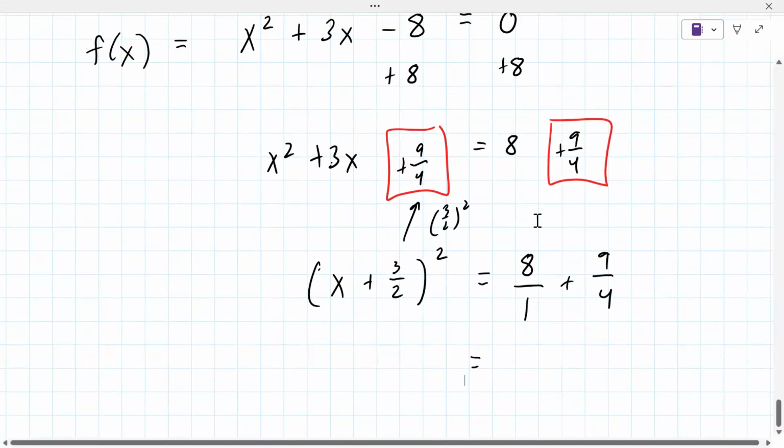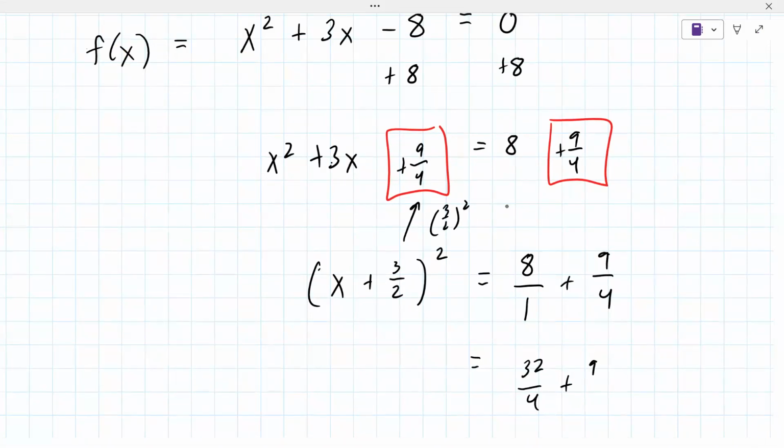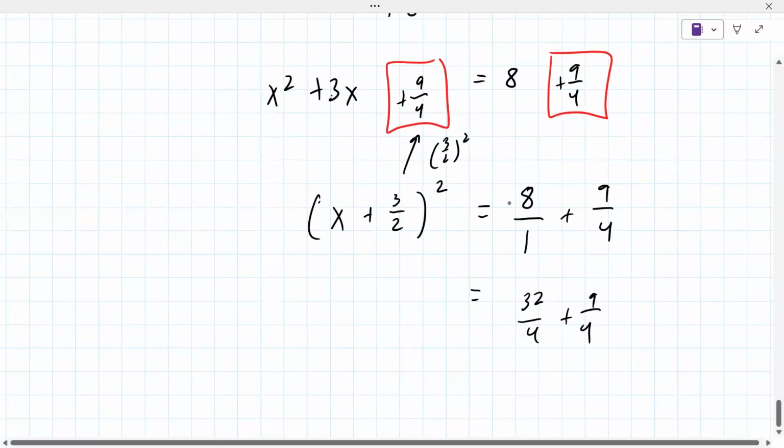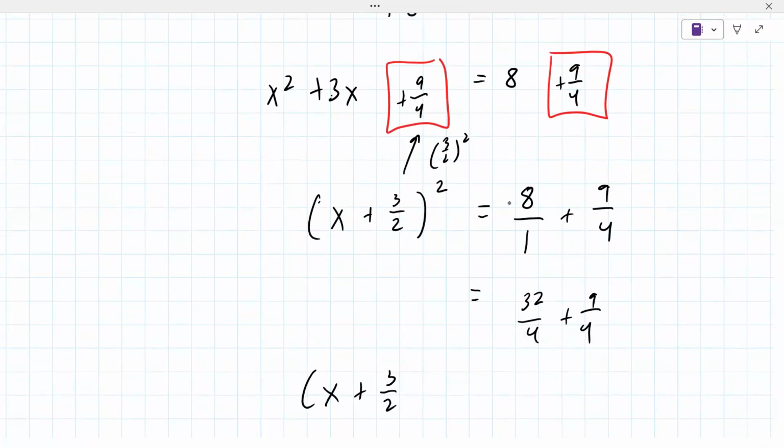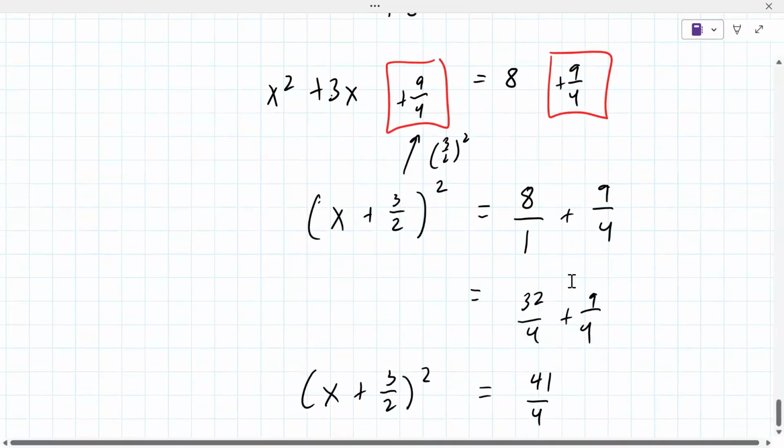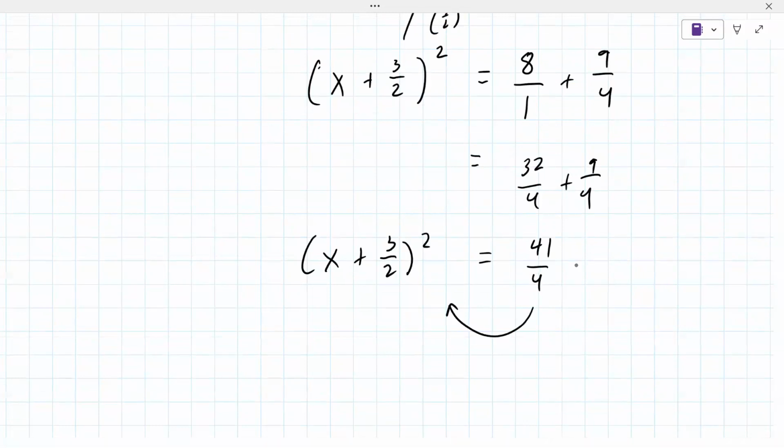They've got to have the same denominator. So you multiply the top and bottom by this denominator. This is 32 over 4 plus 9 over 4. So you end up getting x plus 3 over 2 squared equals 41 over 4. And then you move it. You get x plus 3 over 2 squared minus 41 over 4 as your function here. Got it. Does that look like an example you might have seen in class?